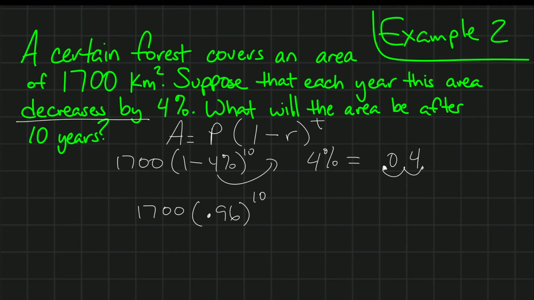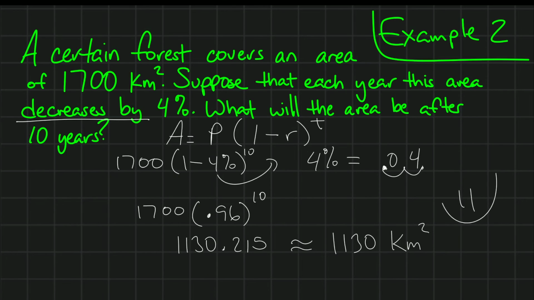We use the order of operations, so we take the 0.96, raise it to the 10th power, multiply that answer by 1,700. All right, so we're going to plug this into our calculator. We do 0.96 to the 10th power, multiply that answer by 1,700, and that's going to give us 1,130.215. And we need to round that to the nearest kilometer squared. So that's going to be approximately 1,130 kilometers squared.